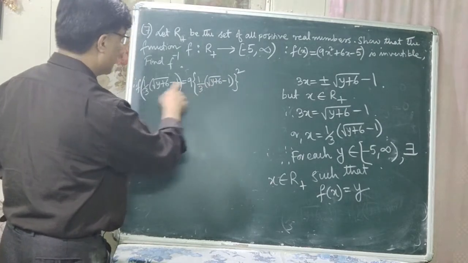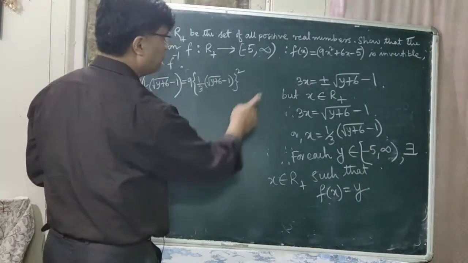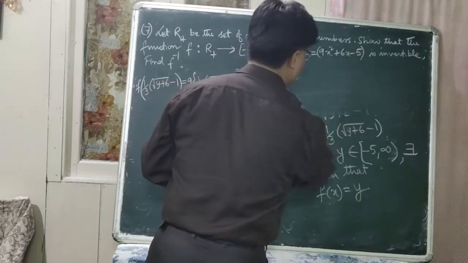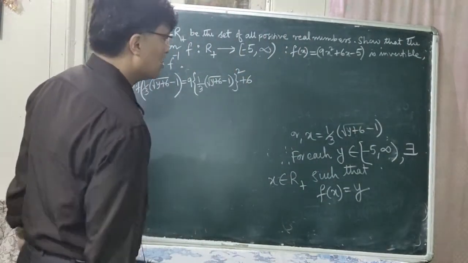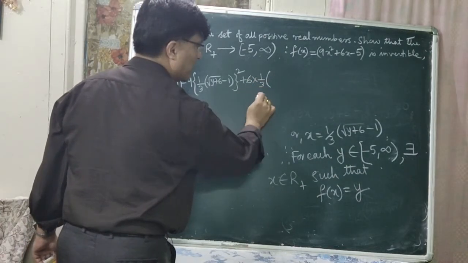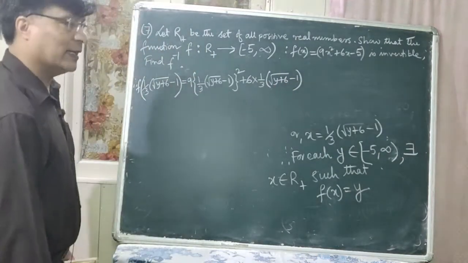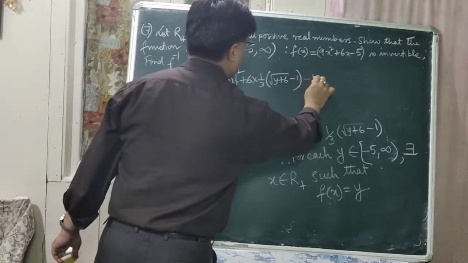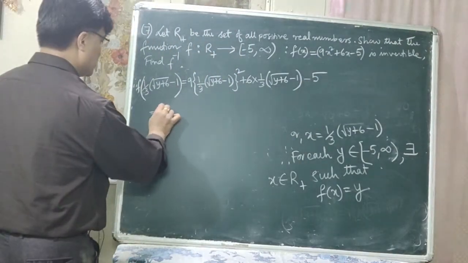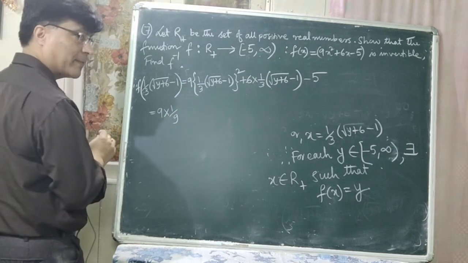So what is 9 into x whole square? This whole square. Okay. Then next, plus 6. What is x now? So now what is x now? It is into 1/3 and within bracket root over y plus 6 minus 1. Okay. Then what do we write? Minus 5. So now let's simplify it. So which is equal to 9 into what is 1/3 whole square? That is also 1/9. Right?